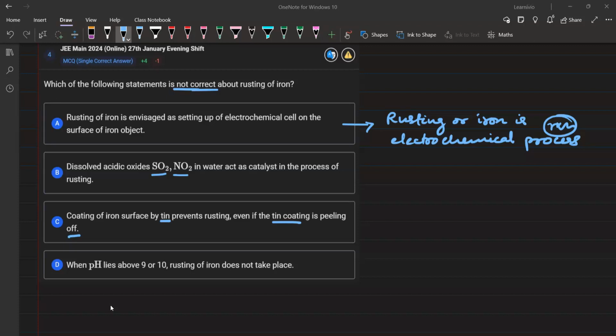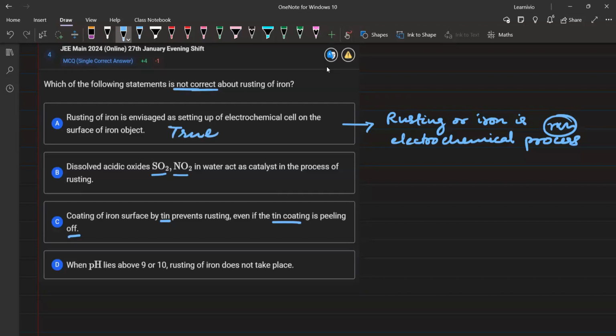Is rusting of iron an electrochemical reaction, an electrochemical process? Yes or no? True or false? Tell me. This is true, right? The first statement. I hope so, because you must have studied rusting of iron in this particular chapter, Electrochemistry. So we can say that it is an electrochemical reaction. This is true.